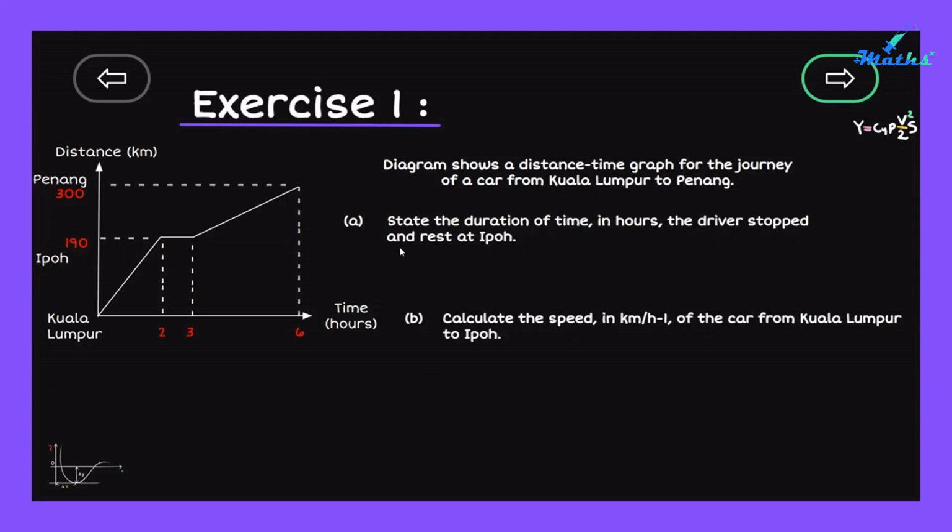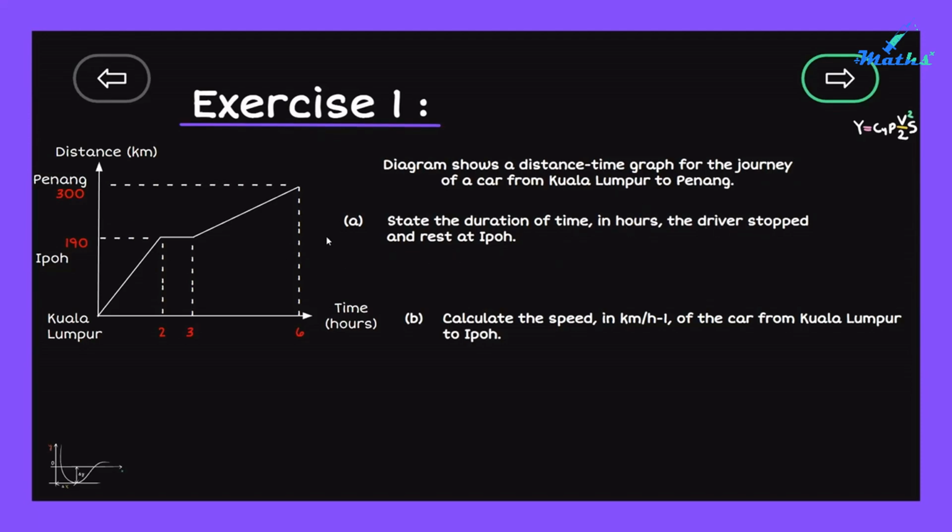the driver stops and rests at Ipoh. B. Calculate the speed in km/h of the car from Kuala Lumpur to Ipoh. You can stop the video first and do it yourself for this exercise and the exercise after this, and then check the answer after you've done it. So for question A, you can state the duration of time and the unit in hours.